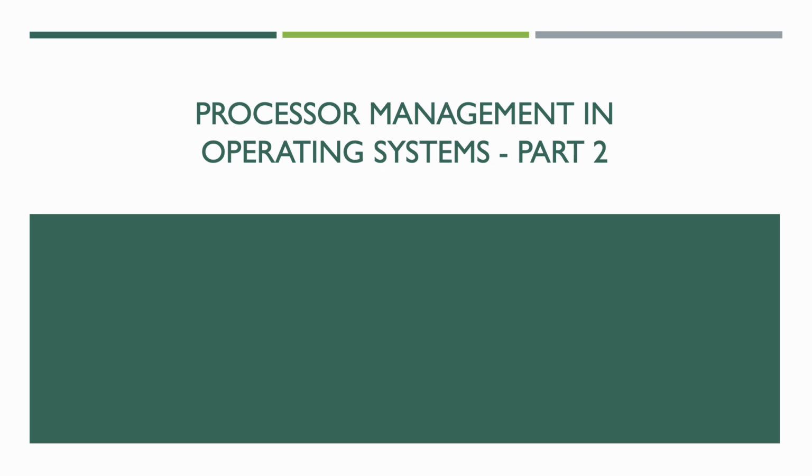Hello everyone and welcome back to our discussion on processor management in operating systems. In our previous session, we explored some fundamentals of processor management, including scheduling algorithms, process states, and CPU allocation strategies. Now, today in part 2, we'll delve deeper into advanced concepts such as multiprocessing, multitasking, throughput, turnaround time, waiting time. These are some key factors that influence system performance and efficiency.